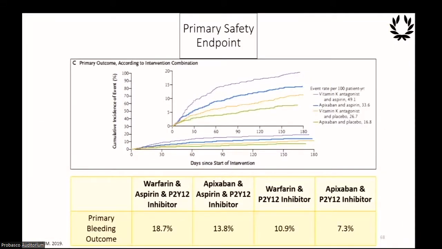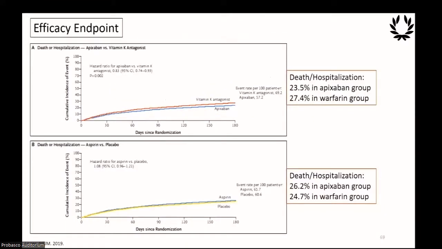And so really what we want to know from this trial is highlighted on this slide. This graph shows the 4 different groups and the incidence of the primary safety outcome. As you can see in the top purple line, the highest incidence of bleeding events occurred in the warfarin and dual antiplatelet therapy groups, the lowest occurring in the apixaban and single antiplatelet therapy group. If you're going to go with the triple therapy route for a time being, try to do it with a DOAC if possible.